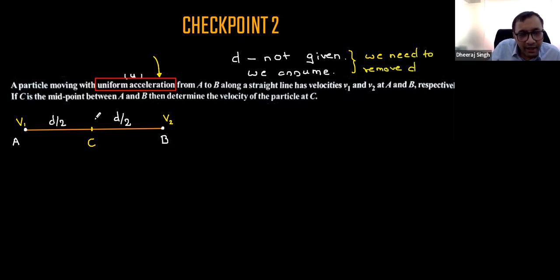Okay. So let's say they are asking velocity at point C. So let's say velocity is V. Okay. And uniform acceleration is also not given to us. It is just written acceleration is uniform. So let's say in this direction acceleration is A. So can you tell me what should be V in terms of D, A, V1 or V2? How to get that? Is it correct to write V square equal to V1 square plus 2A into D by 2? Do you all agree? Type in.